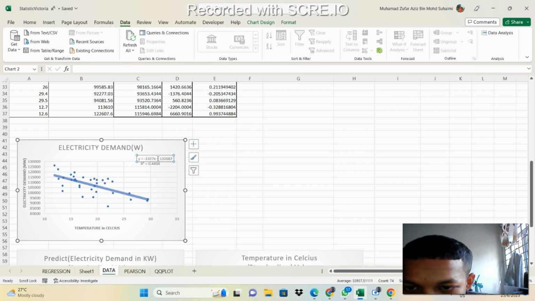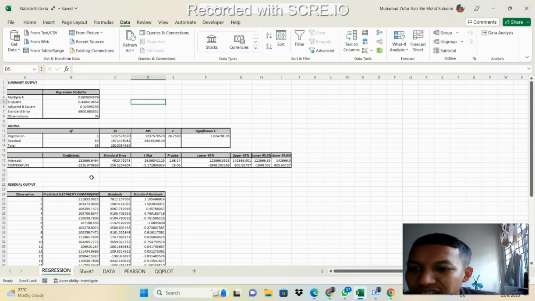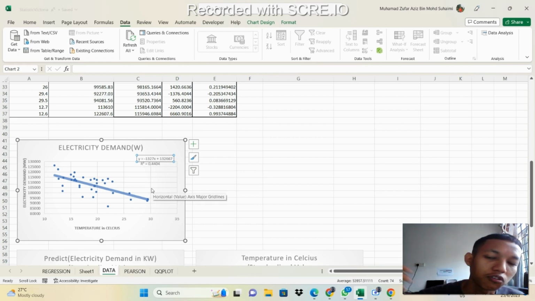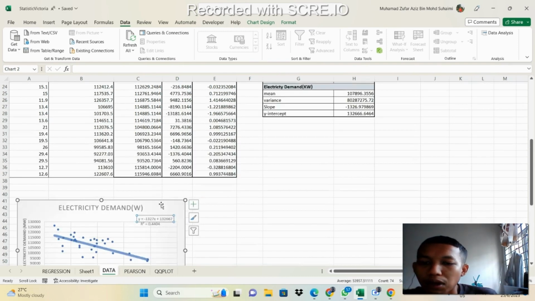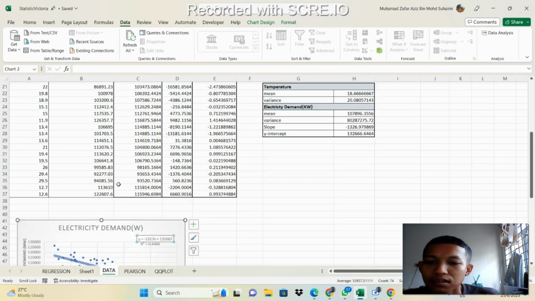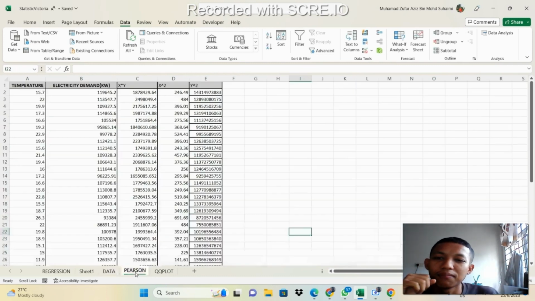You can compare this value with the previous regression data. At the intercept point, you can get the value of 666, and also the m value is negative 1326, approximately negative 1327. You can see they are similar. So we conclude that our formula is similar to the Excel formula. So without further ado, I'm going to explain the Pearson one.